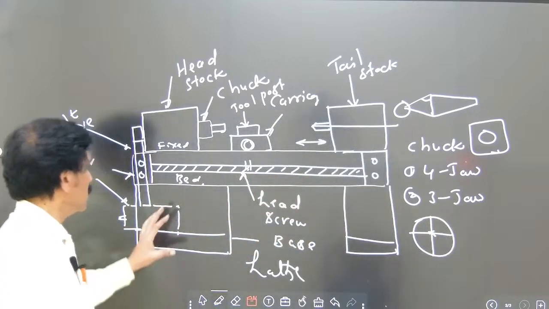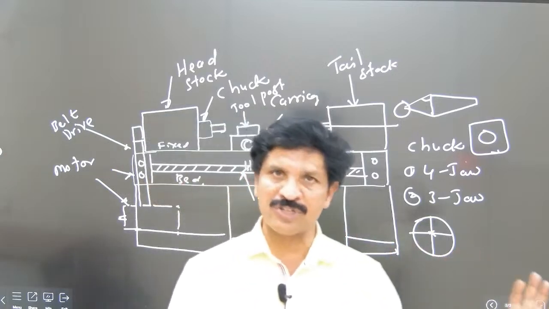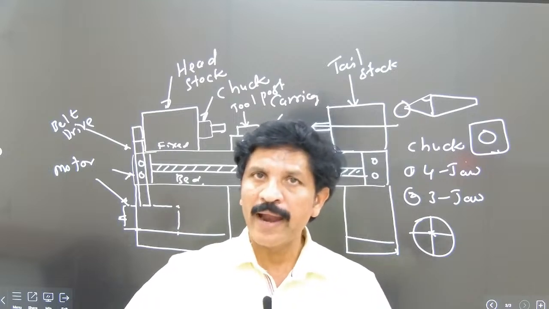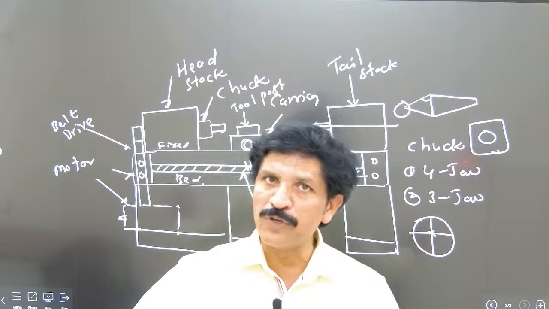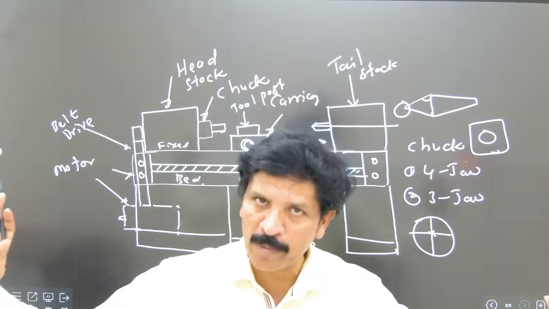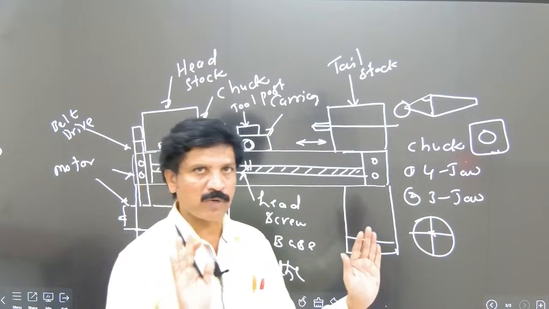And this is the base, which has a robust construction, heavy in size. This is the first machine which mechanical students interact with in the workshop or the production lab, the production technology lab or the manufacturing process lab.